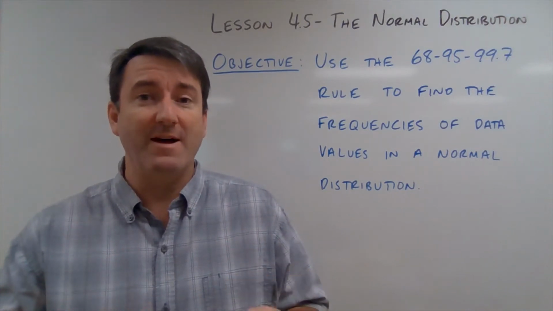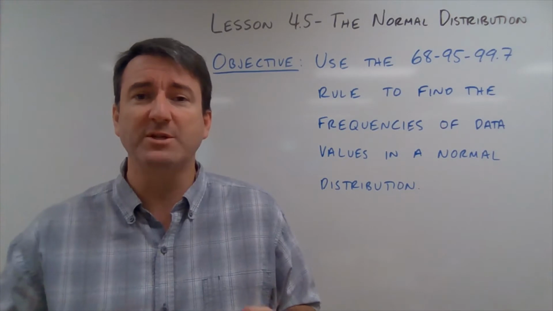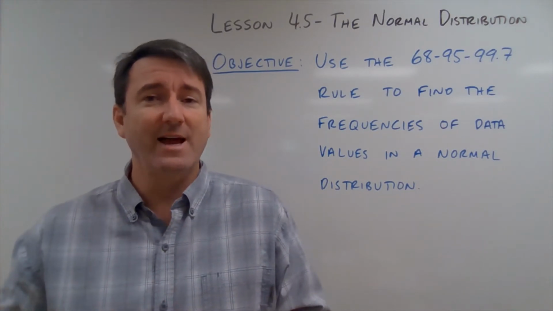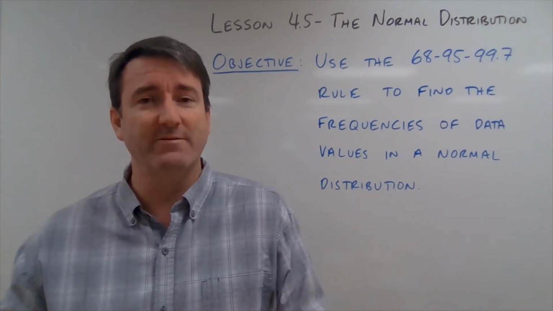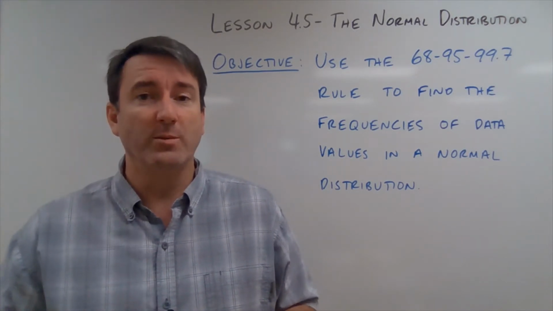Lesson 4.5, the normal distribution. Our objective for this lesson is to be able to use the 68, 95, 99.7 rule to find the frequencies of data values in a normal distribution.